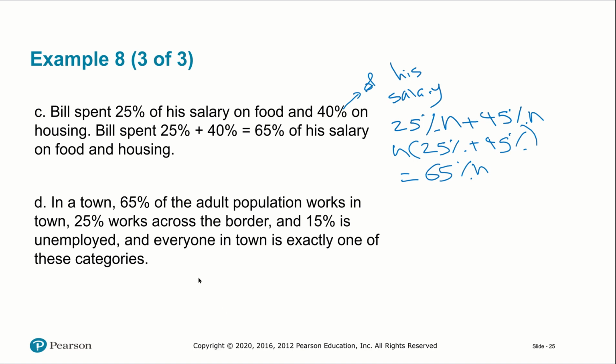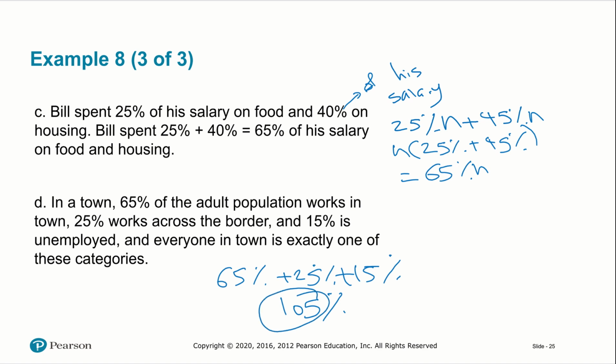Okay? I think you realize if that were to be true, then these percentages better add up to what? To 100%, right? But notice, what is 65% plus 25% plus 15%? That's 90 and 15, that's 105%. So that means some of the people are working in more than one of those categories. Otherwise, this would have added up to 100%.